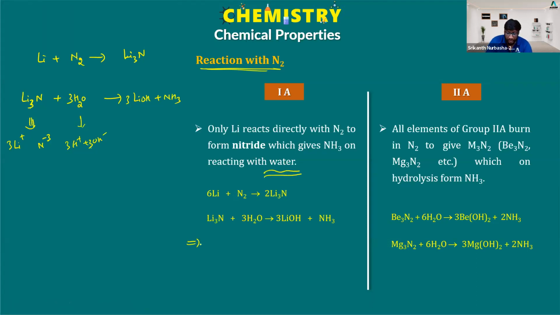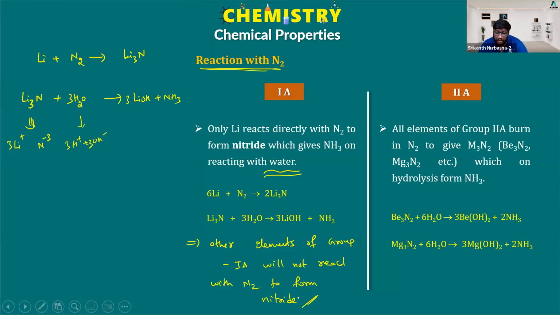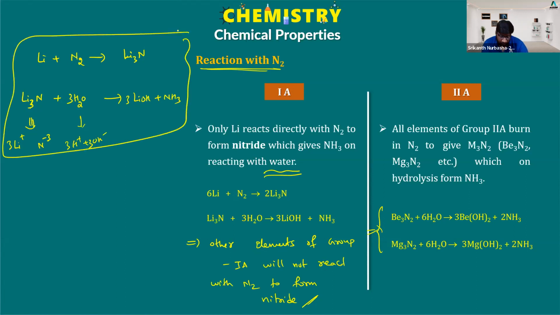Other elements of group 1A will not react with N2 to form nitride. Lithium will react with nitrogen to form nitrides, and all elements of group 2A will react with nitrogen to form nitrides. Those nitrides, upon exposure to water, form hydroxides. And this is how you can understand it. Not a mechanistic approach, but a simple ionic mechanism.